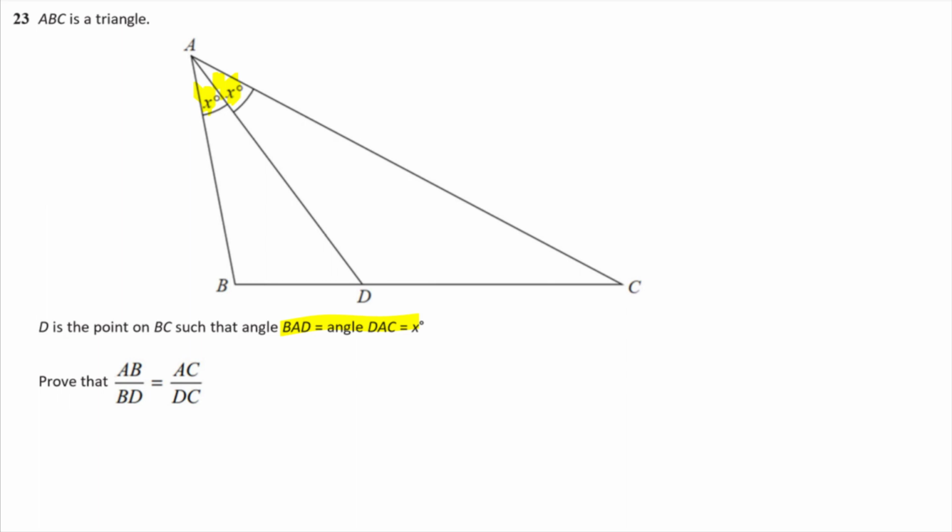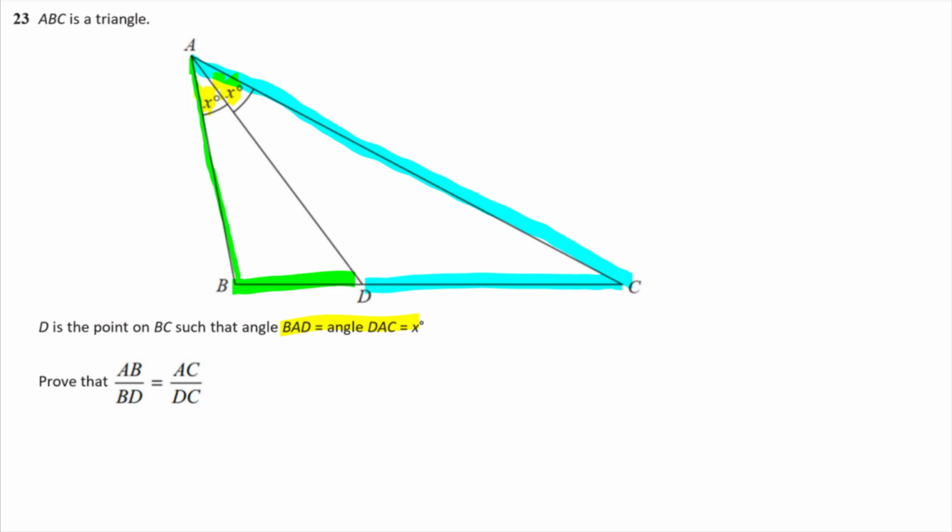Prove that AB divided by BD is equal to AC divided by DC. Okay, is it? Let's find out.